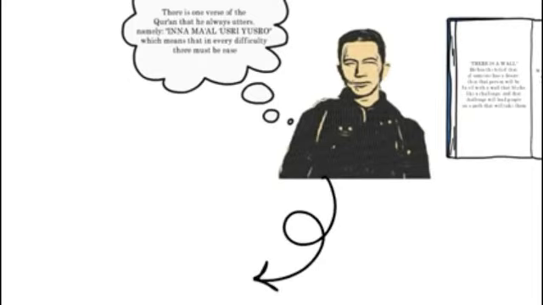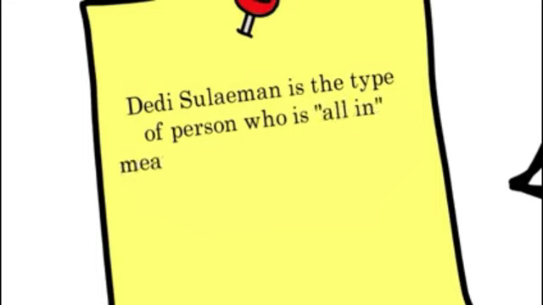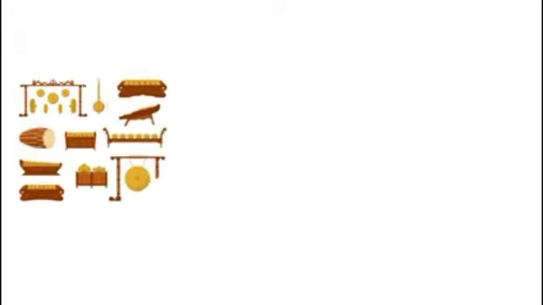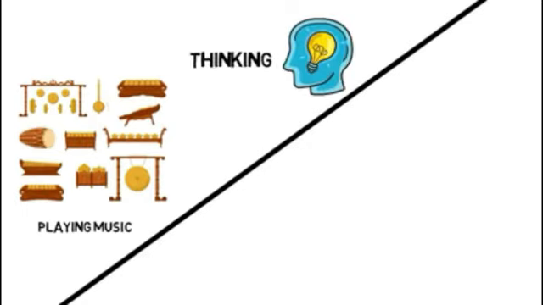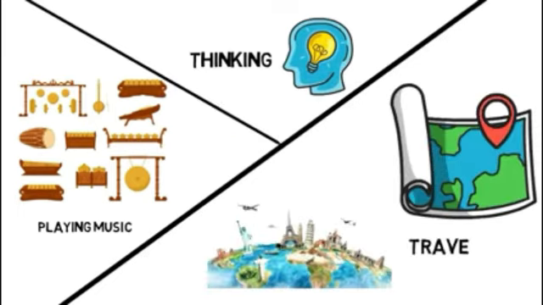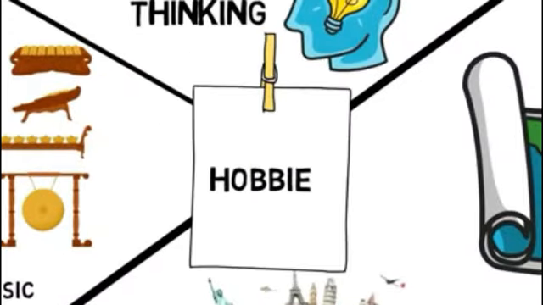Daddy Sulaiman is the type of person who is all in, meaning he tries everything, and all out, meaning he is a very active person. This can be seen during his undergrad education. Besides being a theater activist, he tried to play various musical instruments such as gamelan, angklung, saron, and so on. This activity is part of his hobby besides thinking, enjoying new things, and traveling abroad.